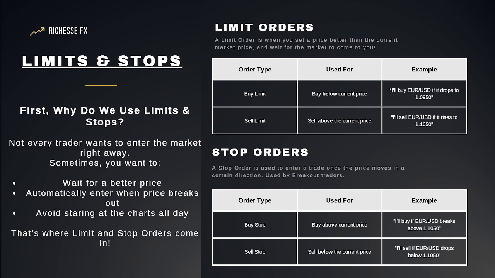Stop orders. Now these are a little bit harder to understand, but it's pretty much just the opposite. A stop order is used to enter a trade once the price moves in a certain direction. This is for breakout traders. We do not trade breakout. If you do trade breakout, this is probably what you would be using, or market executions. So buy stop: buy above current price. It's literally the complete opposite of a limit order. I'll buy Euro USD if it breaks above 1.105.